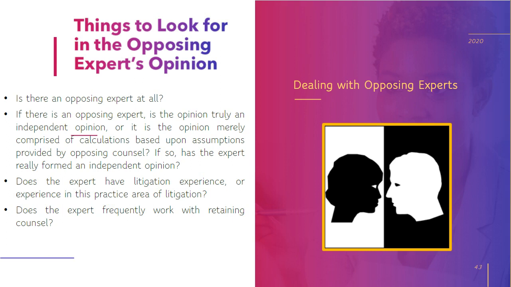One of the first things you want to find out is, has there been an opposing expert declared in the case at all? If there is, is the opposing expert's opinion truly independent, or have they just been fed a number of opinions by opposing counsel, and they really don't have any support other than that they were asked to calculate some numbers and are functioning as a human calculator? That can often be fairly effective, pointing out that there really isn't any expertise here. They've just been asked to do something because opposing counsel asked them to do it.